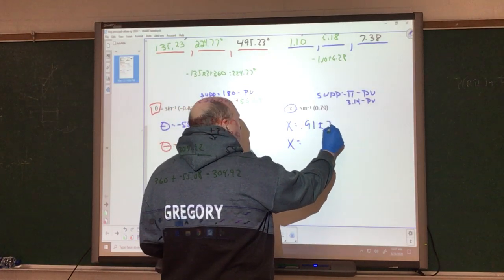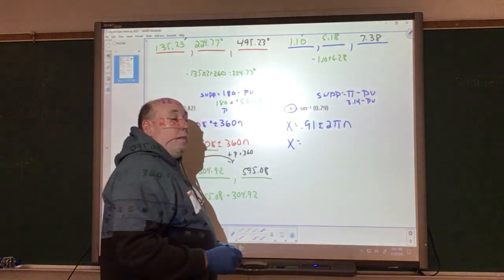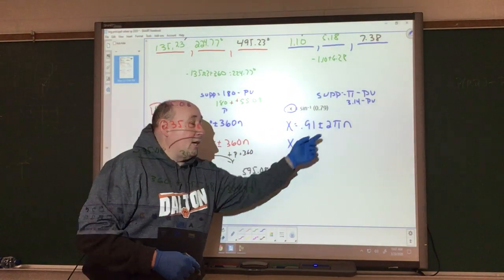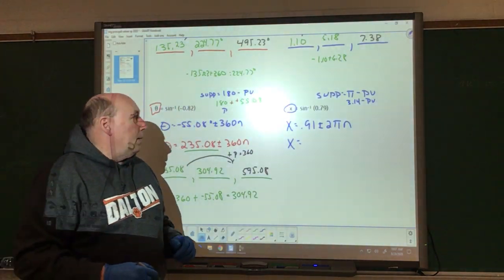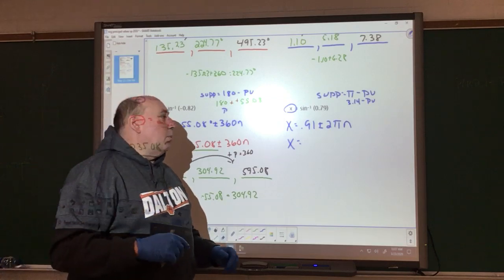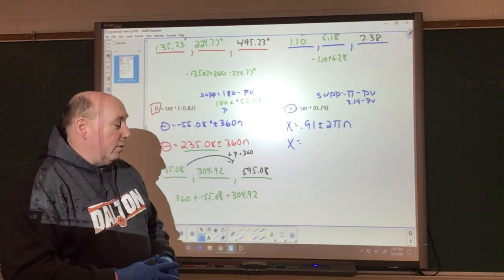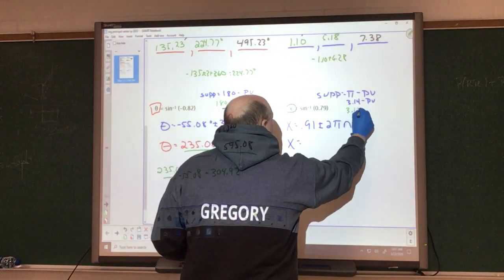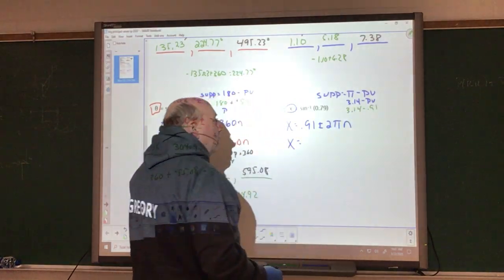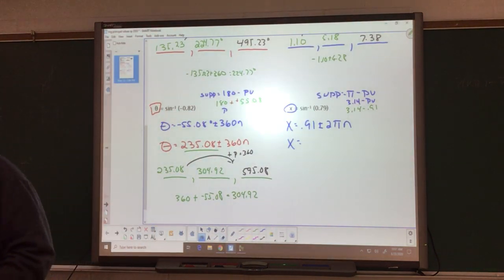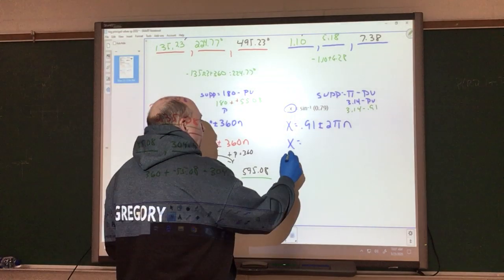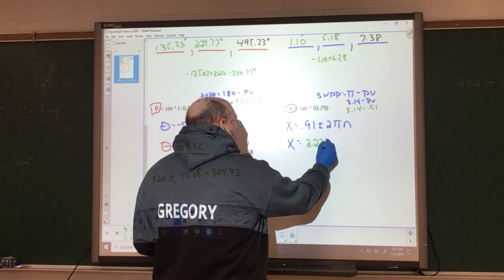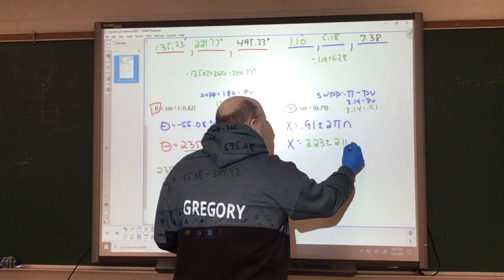Plus or minus 2 pi, and make sure it's 2 pi because we are in X. If we're in X, we need to get 2 pi in there. And take it to 2 decimal places once again because we're going to use the 3.14. So our supplement is 3.14 minus 0.91, which is 2.23, plus or minus 2 pi n.